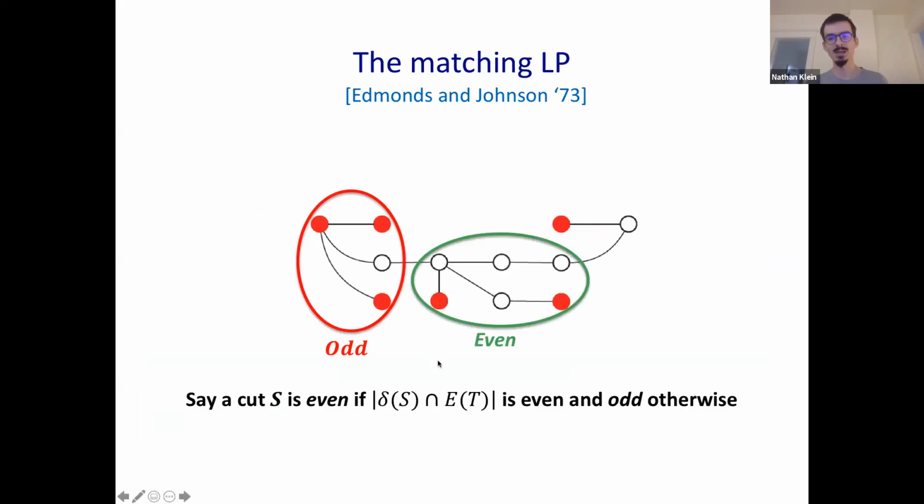And just to be clear about what I mean when I say even and odd, I'm going to use this as a kind of shorthand. We'll say a cut is even if its edges have even intersection with the tree, and odd otherwise. And again, this corresponds to whether or not these cuts have constraints in the matching LP.